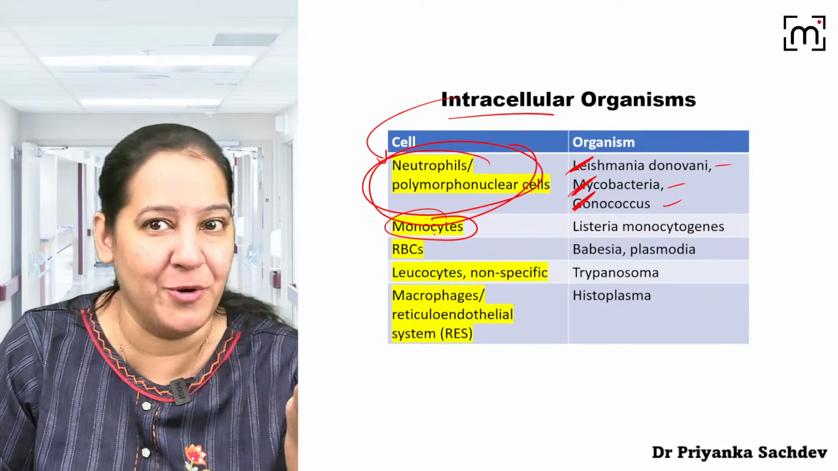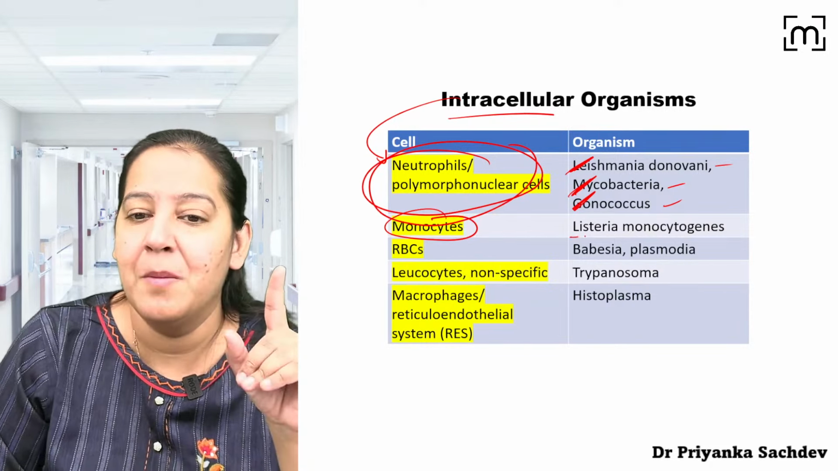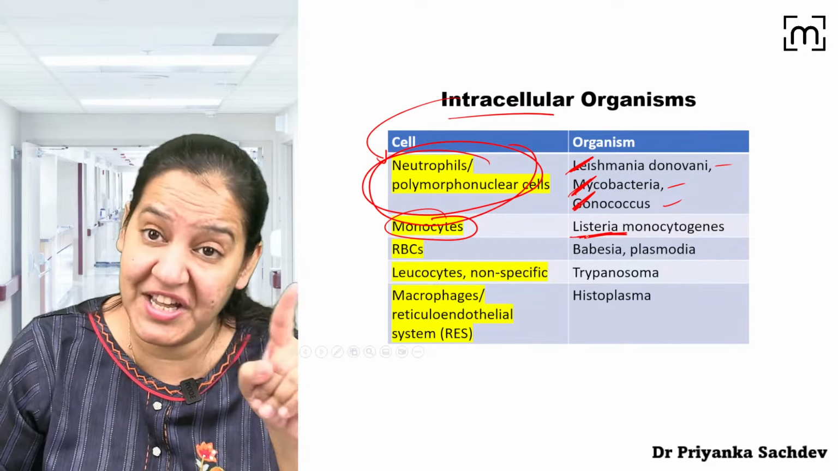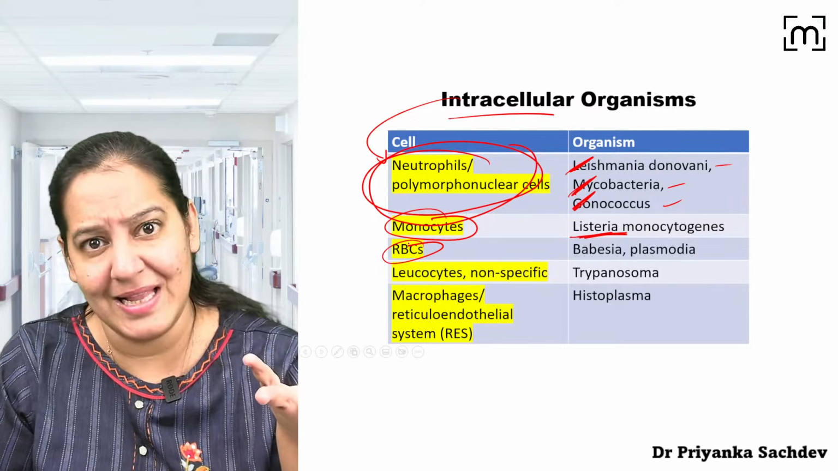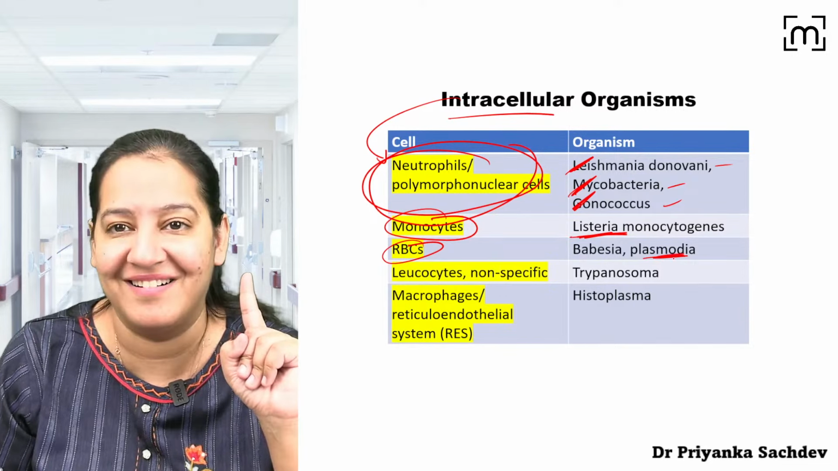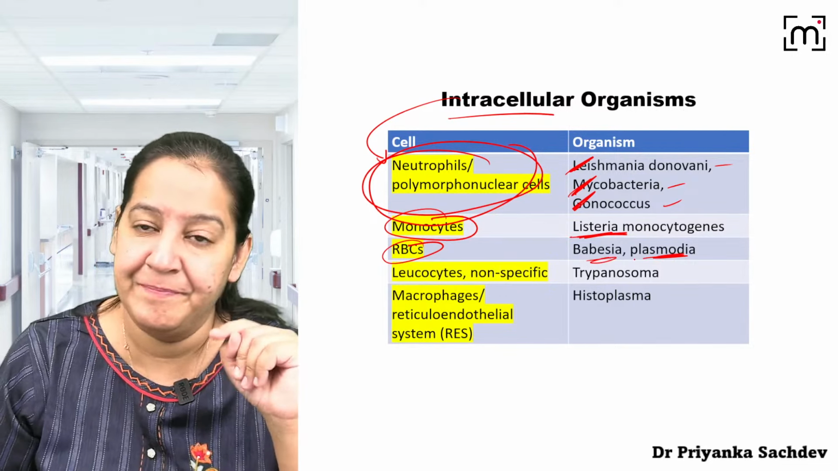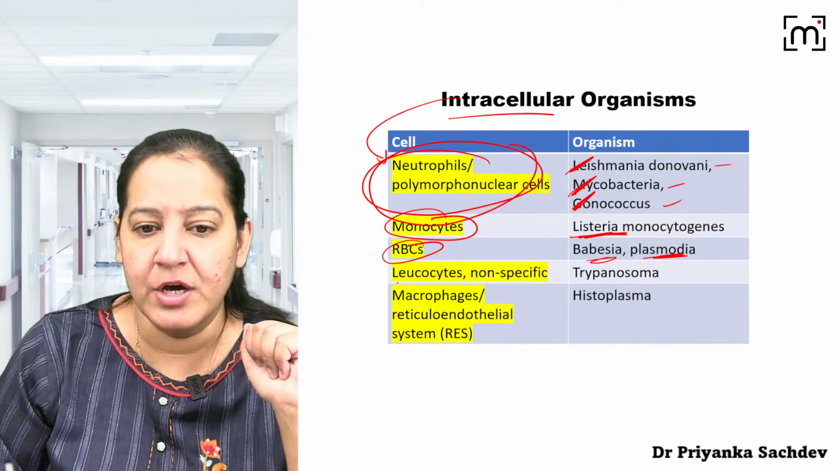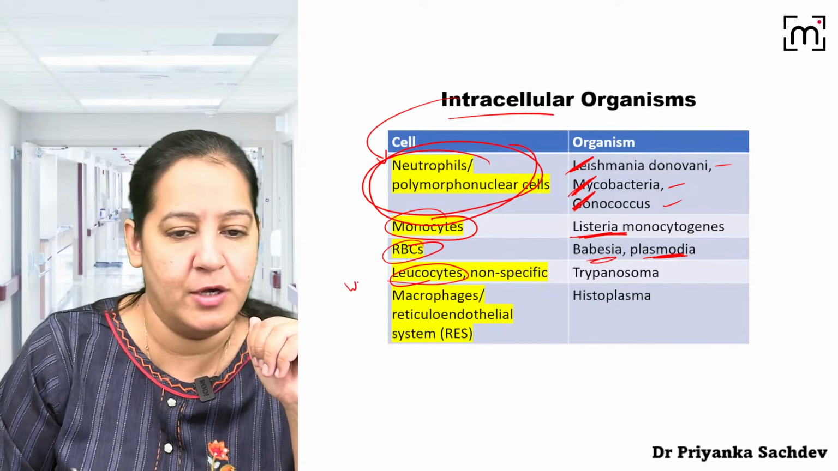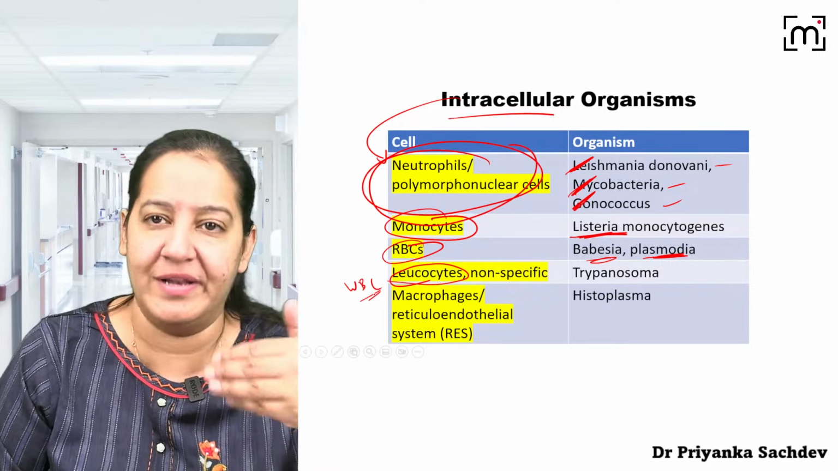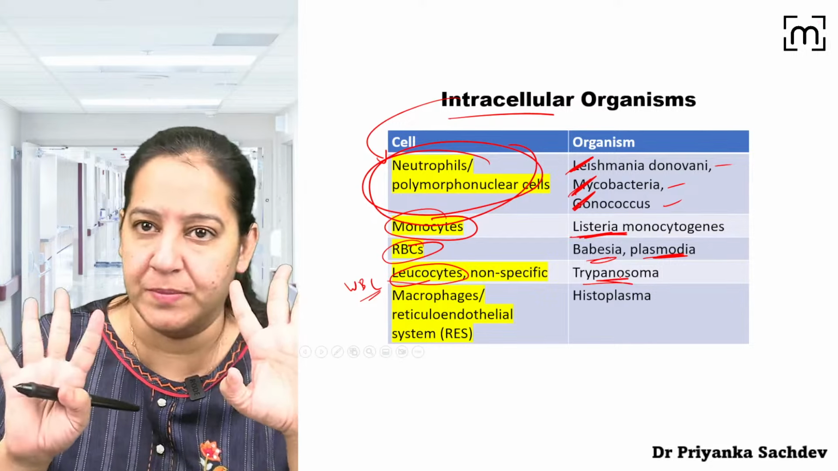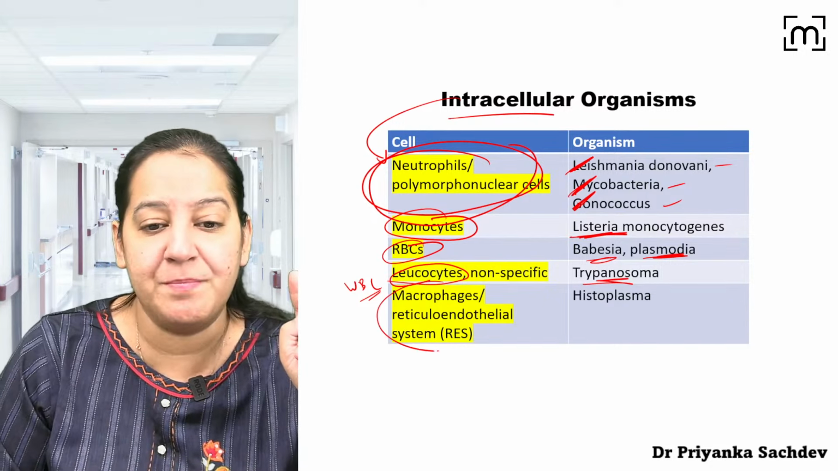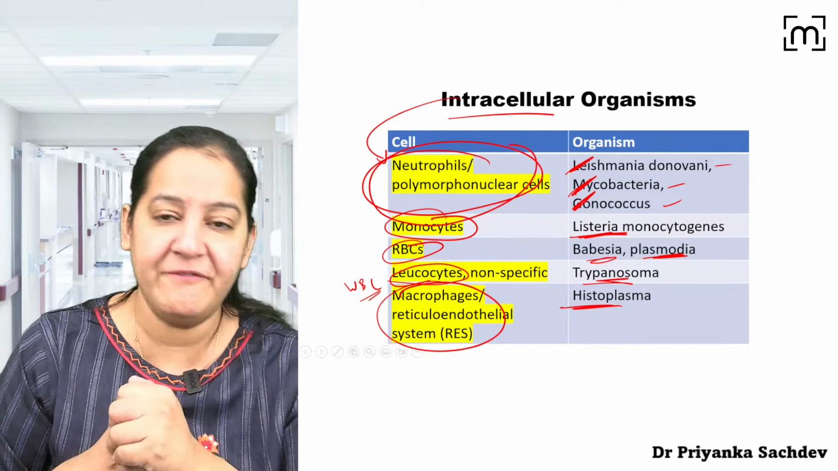Monocyte is also a WBC, but not neutrophil, it's monocyte. Inside the monocyte, Listeria lives. Listeria grows in monocyte only. Okay. RBC is also a blood cell, but inside RBC are malaria, Plasmodium and Babesia. They remain inside RBC, right? Overall, any WBC, no specificity, any WBC will do: neutrophil, eosinophil, basophil, lymphocyte, monocyte. So Trypanosoma remains inside WBC, non-specific. And last, inside macrophages, Histoplasma. Everyone give me a thumbs up.